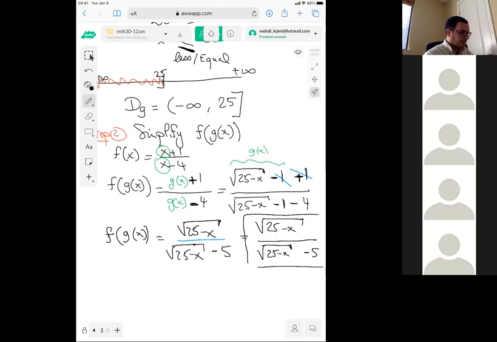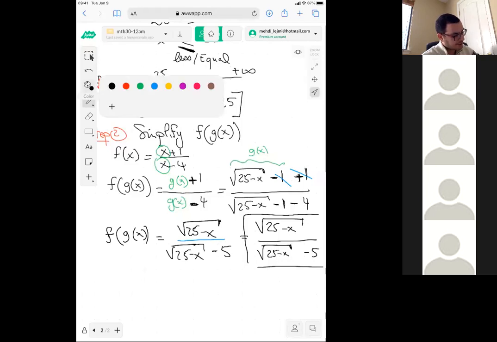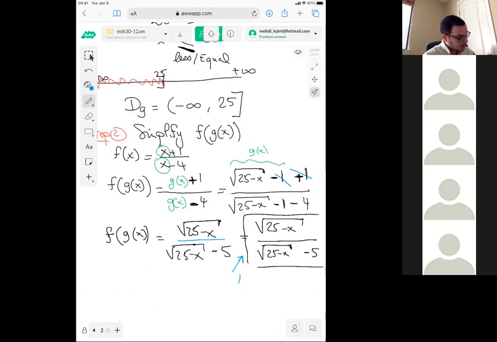Now, you need to find the domain of this f of g of x. Well, first, it's a fraction. It's a division here. And we said when we have a fraction, you have to make sure that the denominator, the bottom, is not 0. So we have to solve the bottom, because it's a fraction.